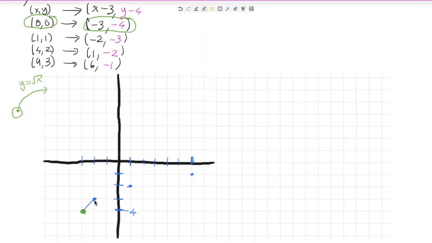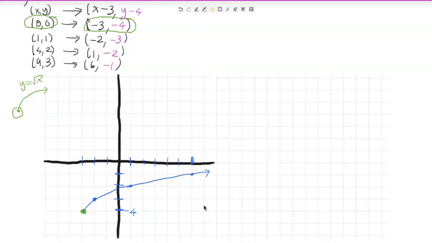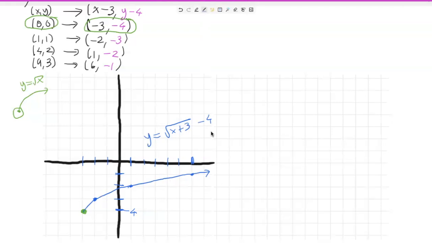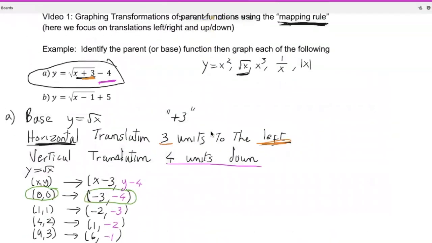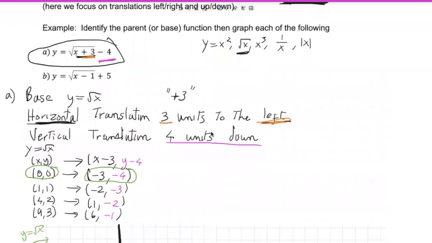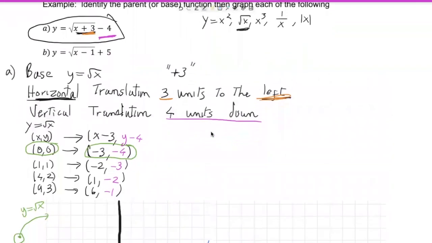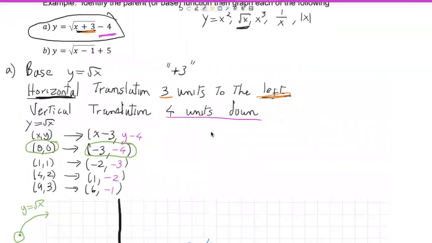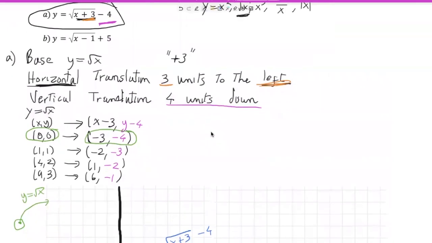So like that, I connect, and I connect once more. And there's the graph. That's the graph of the function y equals root of x plus 3 minus 4. Okay, now you can pause the video, see if you can do part B by yourself, and then play it again and see if you have any thoughts. If part A didn't make sense, maybe B will make a little bit more sense.